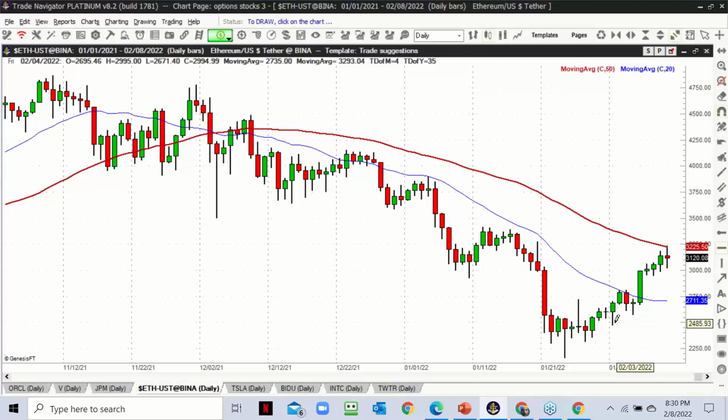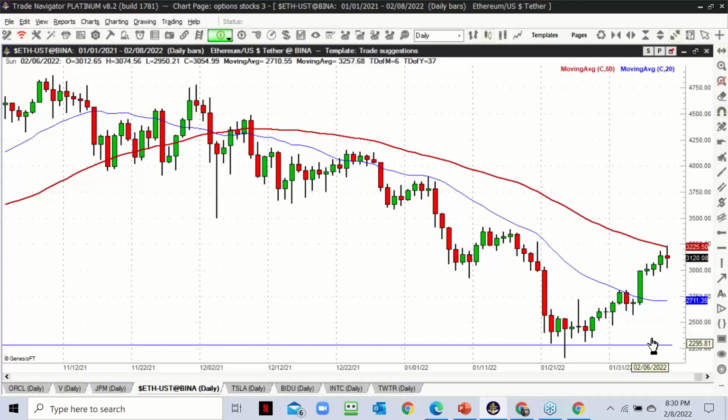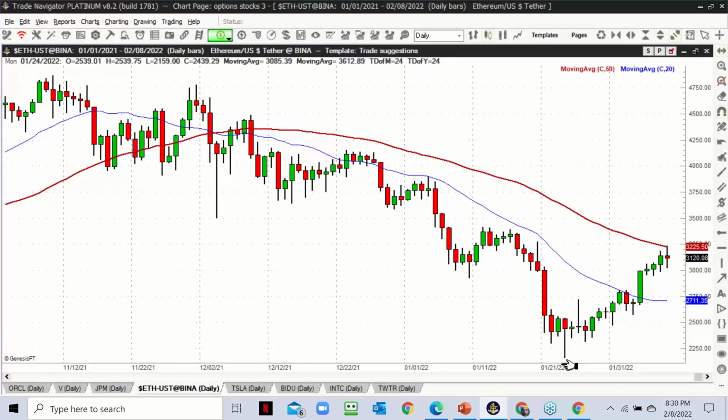And then under that rising support line, obviously the lower the hammer, but if we want to get something a little closer, I would do something like a 50% correction of this entire move.